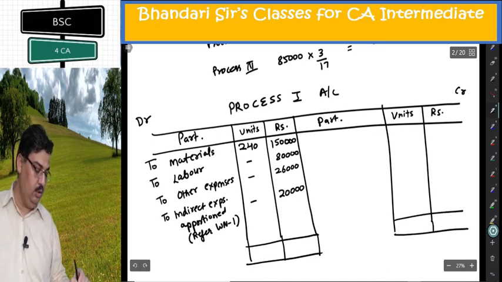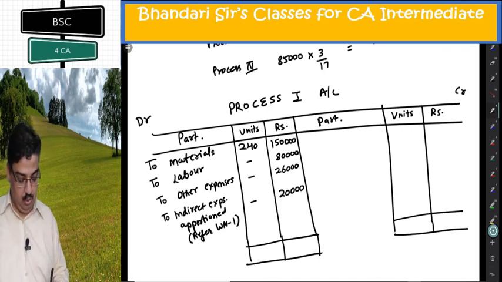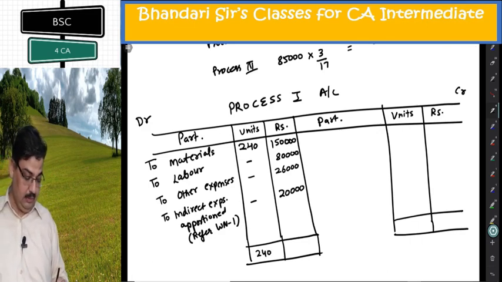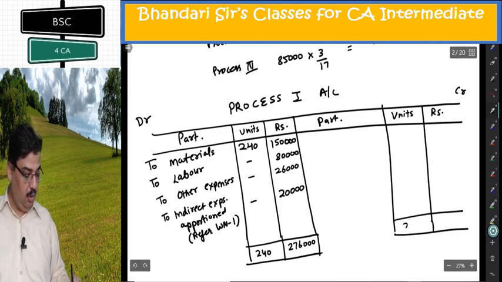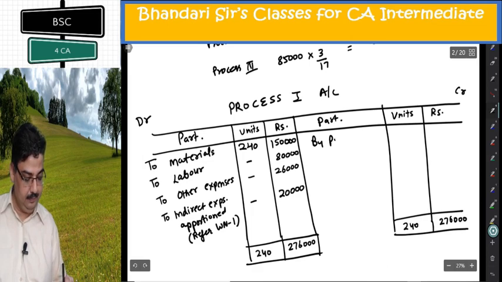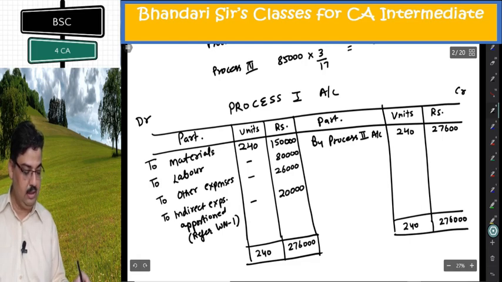No gains, no losses in this question. 240 is total units. Add them all, the total cost is 2,76,000. Now all of this will go to the second process, by process 2 account, 240 units, 2,76,000.